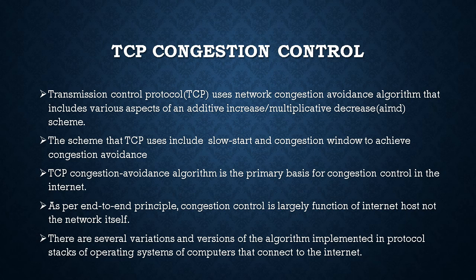Now the TCP congestion avoidance algorithm is the primary basis for congestion control in the internet. TCP uses a certain kind of algorithm to avoid congestion. As per the end-to-end principle, congestion control is largely a function of the internet host, not the network itself. Say you're browsing some website, say Facebook.